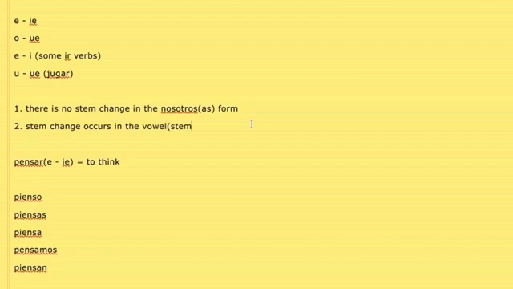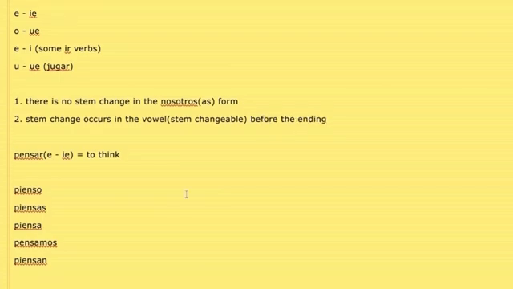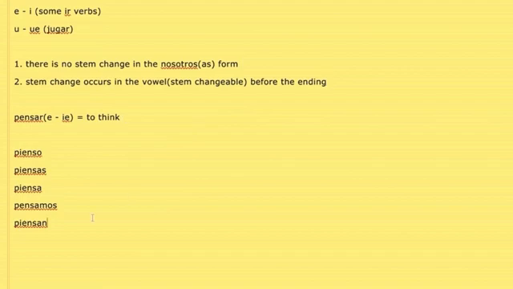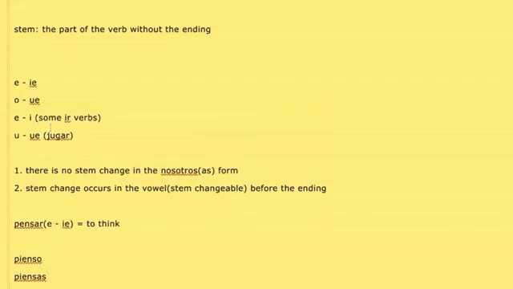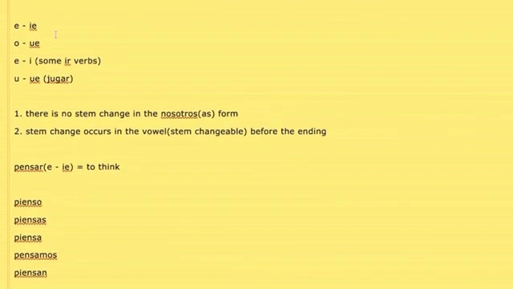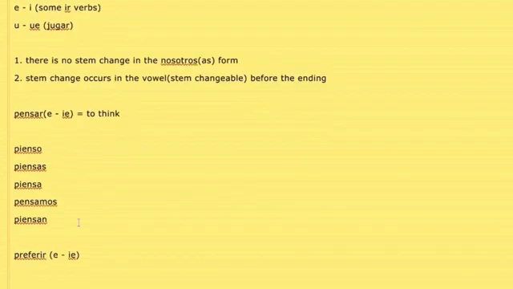the stem changeable vowel, before the ending. And so what do I mean by this? Well, let's say we took a word like preferir. It's an E to IE stem changer. Now, one thing, as I said, is that E to I is just an IR verb thing, just in some IR verbs, but certain IR verbs as well can be E to IE. There's a few like divertir, preferir, stuff like that.